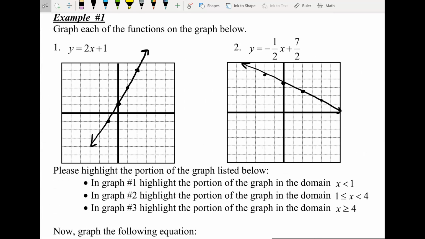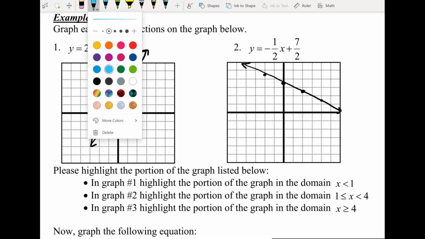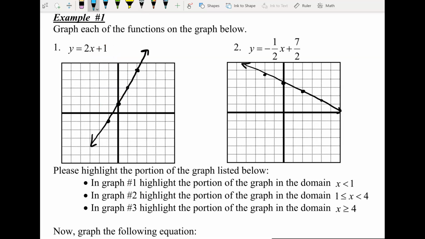Fantastic. Then it says to please highlight the following portion of the graphs. I'm going to switch to my highlighter. In graph number 1, it wants us to highlight the portion of the graph in the domain where x is less than 1. Be careful. Less than means that I'm going to use an open circle when graphing. So I'm going to make a little notation here so that when I go back to putting all these pieces together, I remember that it's an open circle.